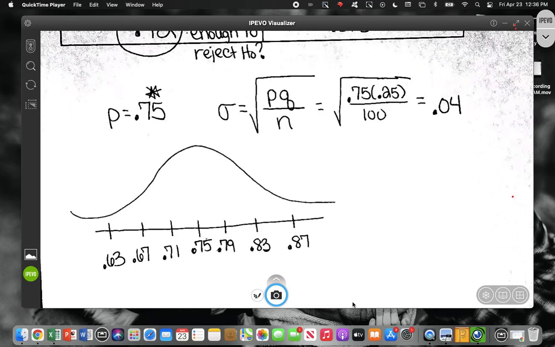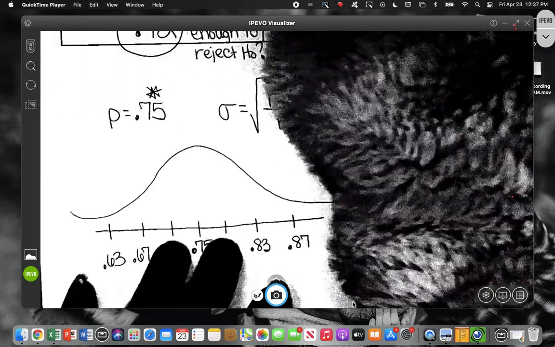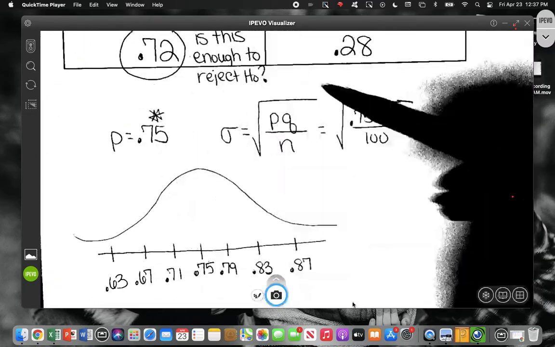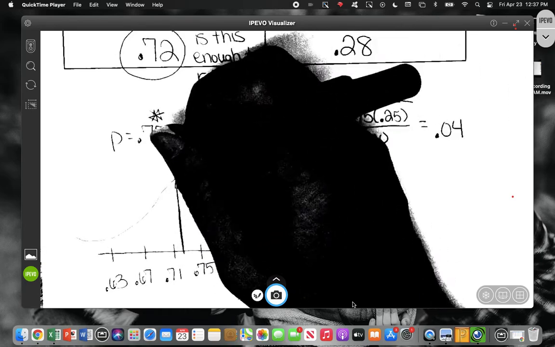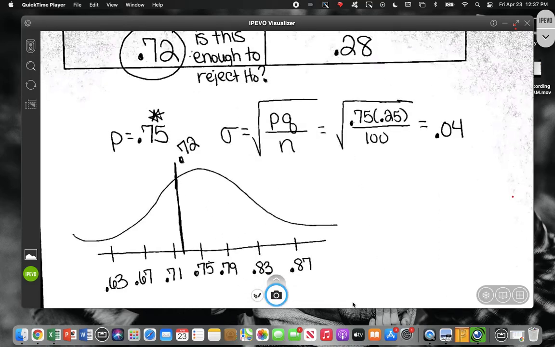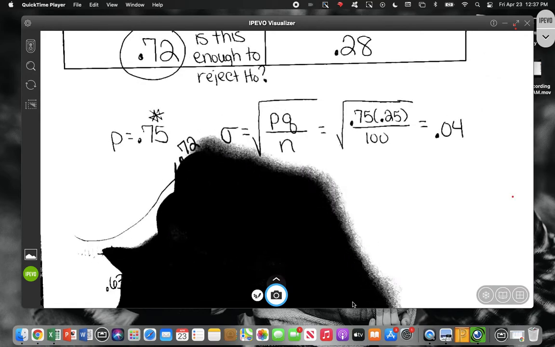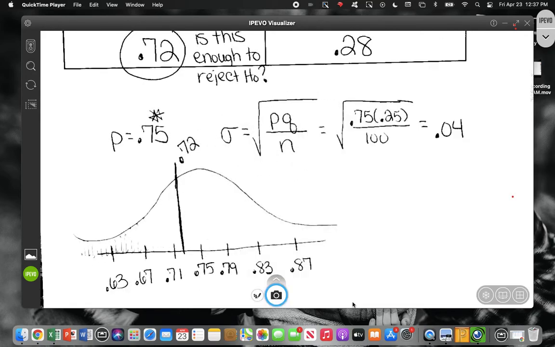All right, so where are our results on this? Our results from our sample were right here. This is our 0.72, and we want it to be smaller than 0.75. So if we looked at this, what do you think the probability of this actually happening is? Does that look pretty common or pretty rare? I'd say decently common. Well, let's think about this.